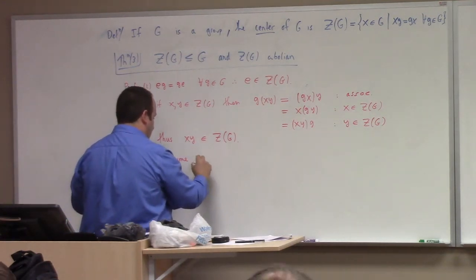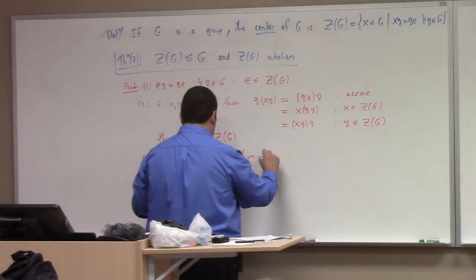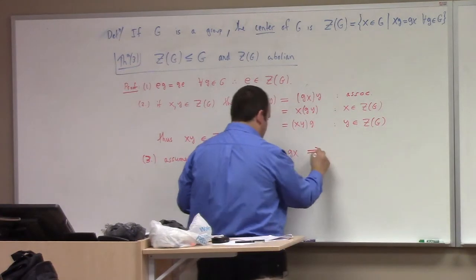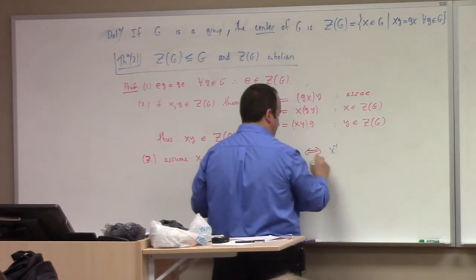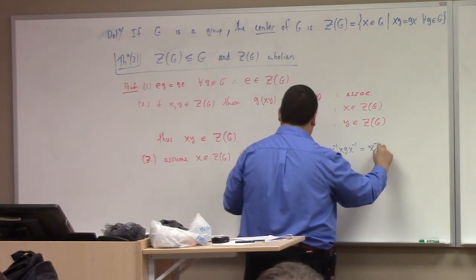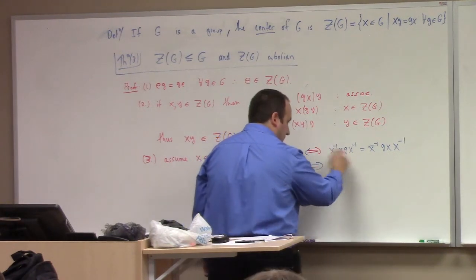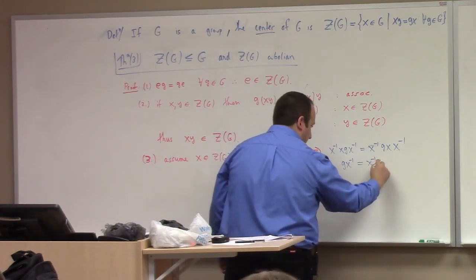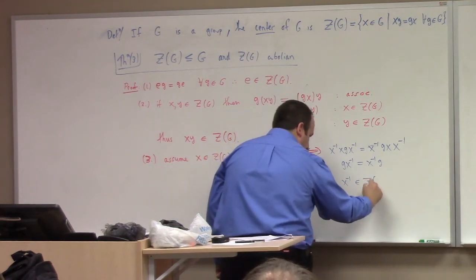How about three? Assume X is an element of Z(G). Then XG equals GX. And if you multiply this by X inverse on the left and right, this is true if and only if X inverse XG X inverse equals X inverse GX X inverse, which is equivalent to GX inverse equals X inverse G, which is equivalent to saying X inverse is an element of Z(G).